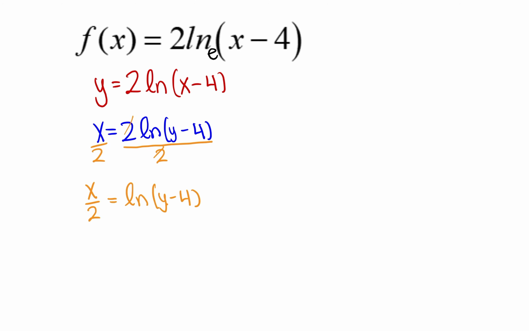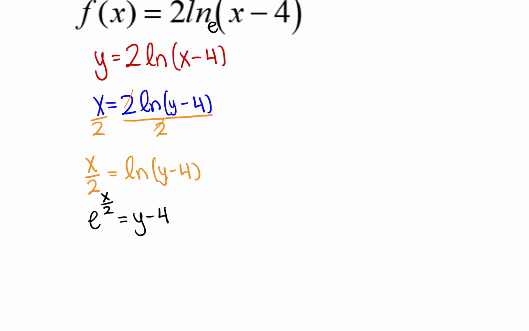Okay, now I will go ahead and convert this to the exponential form. So I have e to the power of x over 2 is equal to y minus 4. But again, your goal is to get y to be all by itself. I notice that I have a minus 4. So I will do the opposite of that, plus 4, plus 4.